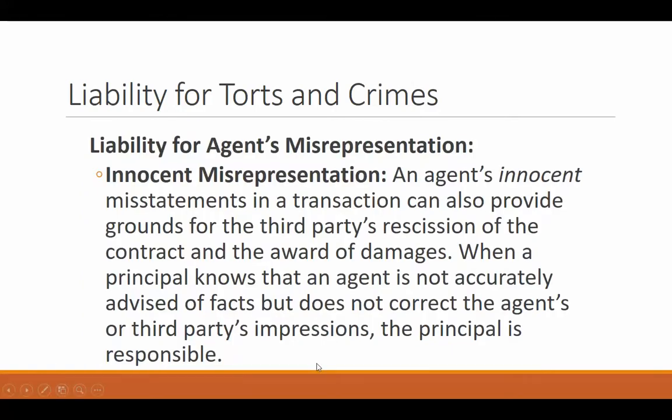Now, if there's innocent misrepresentations going on, so fraud would require the mental requisite that you're intentionally acting to deceive. Here, we're talking about not trying to deceive a third party. If the principal has knowledge that the facts that the agent is representing are not accurate, and doesn't correct the agent, the principal can be on the hook for those statements as well.